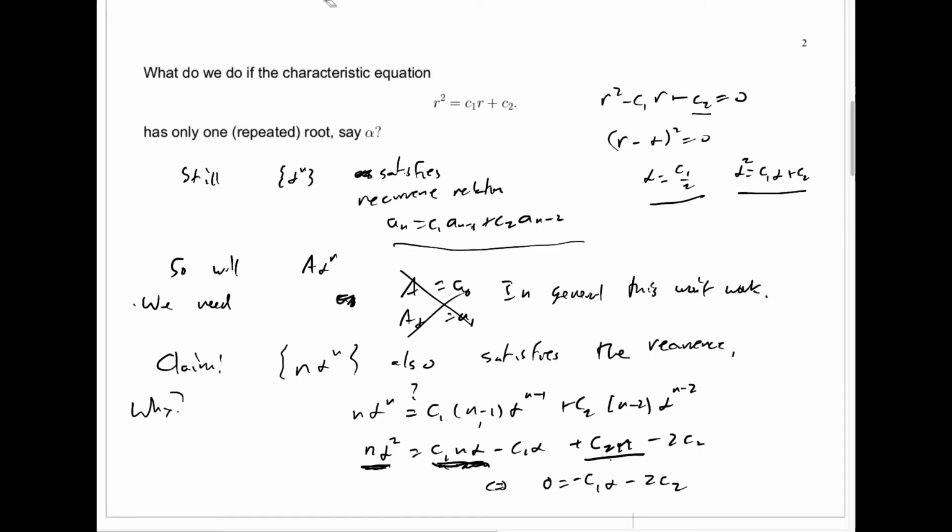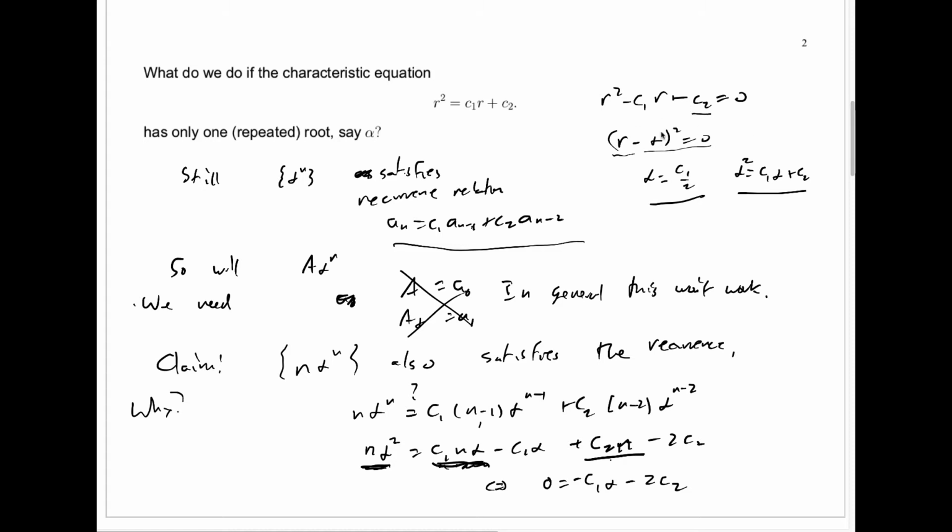Just correcting this real quickly, we have a minus, we want 0 to equal minus c1 alpha minus 2 c2, and we ask, is this necessarily true when alpha is a repeated root of the characteristic polynomial, the characteristic equation? And the answer will be yes. How can we see that? Well, if we go up here, when we write r minus alpha squared equals 0, alpha will have to be c1 over 2 in order for that to be the same as this equation.